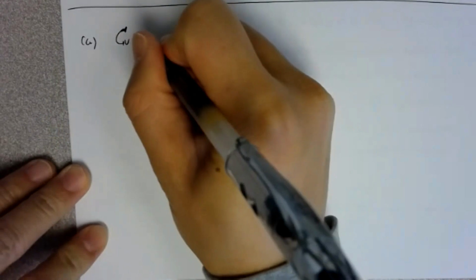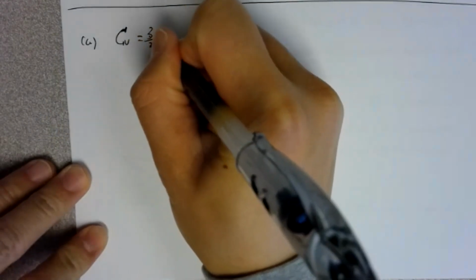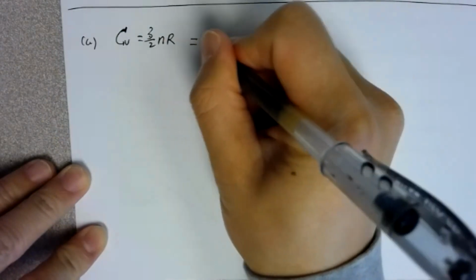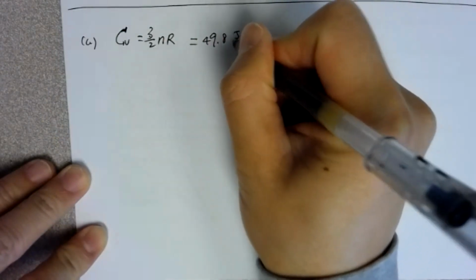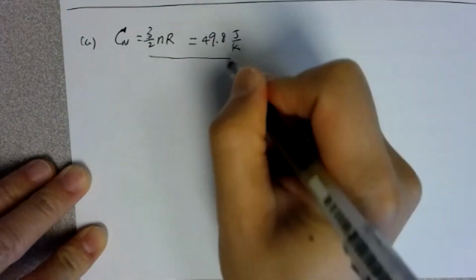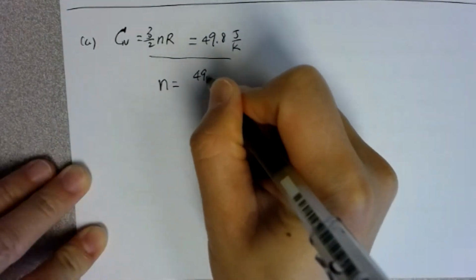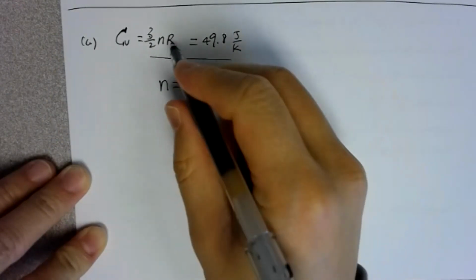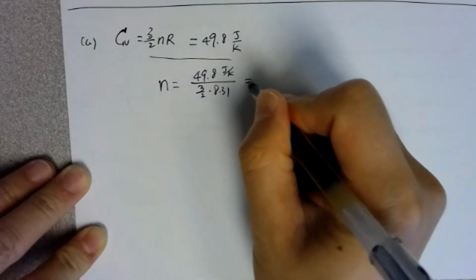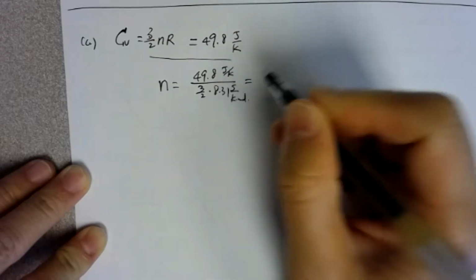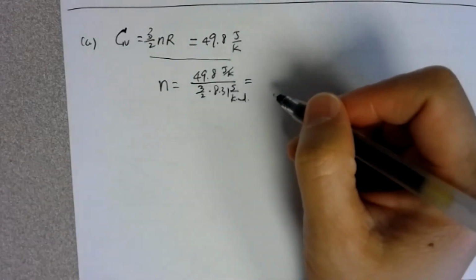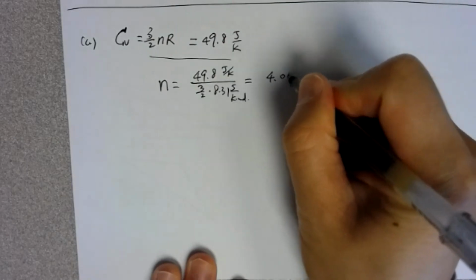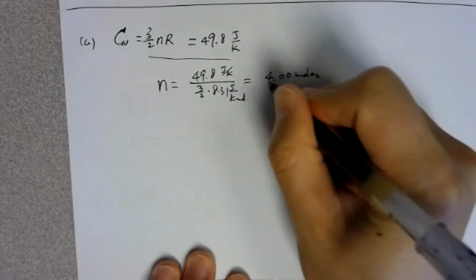So for a monatomic gas, capital C_V, the heat capacity, is actually 3/2 of nR. It tells you that's 49.8 joules over Kelvin. So use that: n equals 49.8 joules over Kelvin divided by 3/2 times R, 8.31 joules over Kelvin times mole. Then the result will be in moles. You can calculate this is about 4 moles. Okay, 4 moles of gas there.